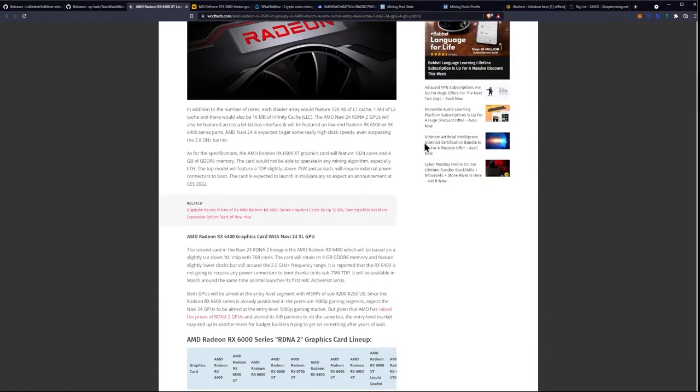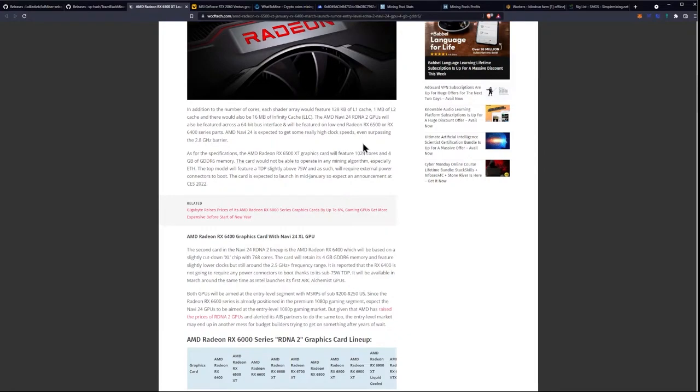units. In addition, each shader array would feature 128 kilobytes of L1 cache, 1 MB of L2 cache, and there would also be 16 megabytes of Infinity cache. So there's that Infinity cache that they've used to up their performance levels in traditional rasterization versus NVIDIA, and it hasn't really been applied to mining at this point yet. The AMD Navi 24 RDNA 2 GPUs will also feature a 64-bit bus interface and will be featured on low-end Radeon RX 6500 or 6400 series parts. That's a very, very tiny bus width, by the way. I think when we were talking about the 3050, those are going down to what, 98? Was that correct?